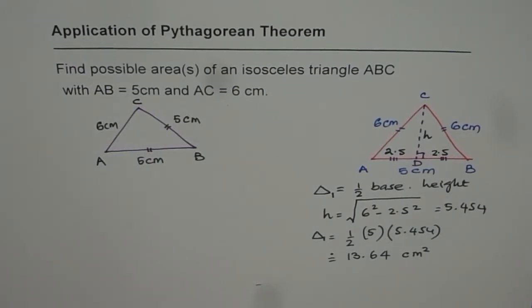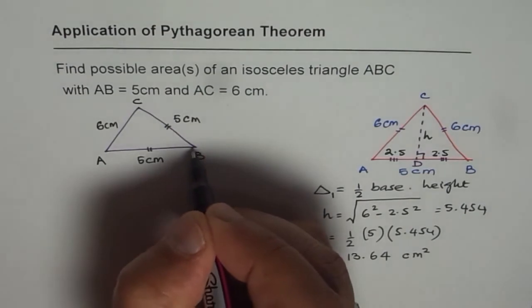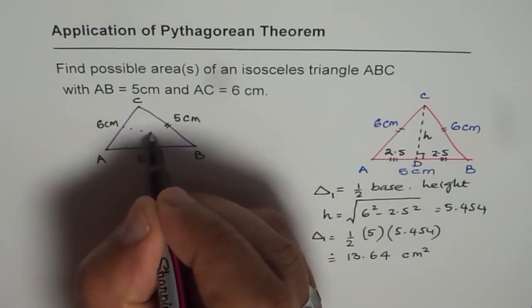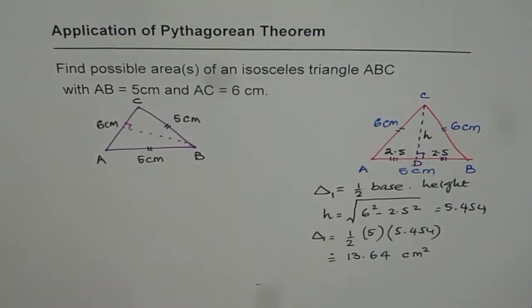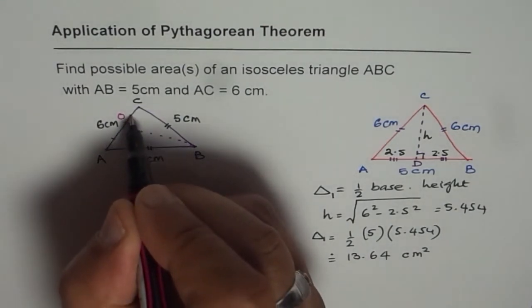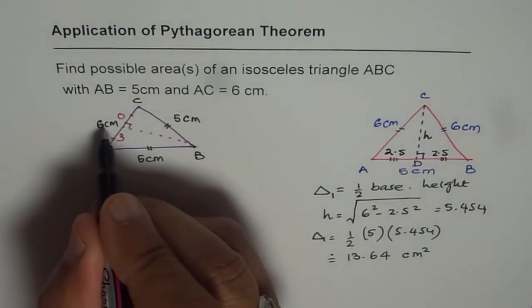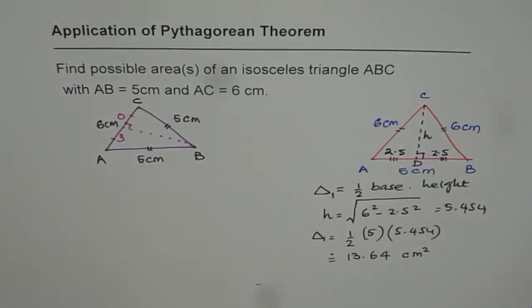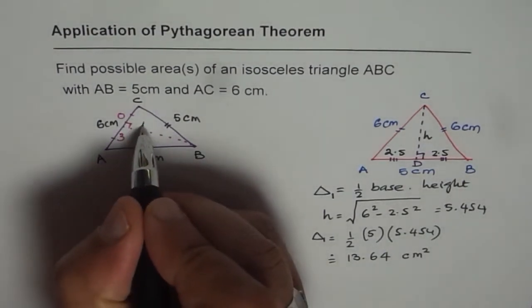Now for the other triangle, we should draw a perpendicular from B, since the two equal sides are 5 and 5. When you draw the perpendicular from B, it will meet the middle of the base, right? So that is how it is going to be. Let's say this point is O for us. Then AO and OC are going to be equal. They will be half of 6, which is 3. So in this case, just as we did in the previous case, we can find the height of this triangle. Let's say this is h.